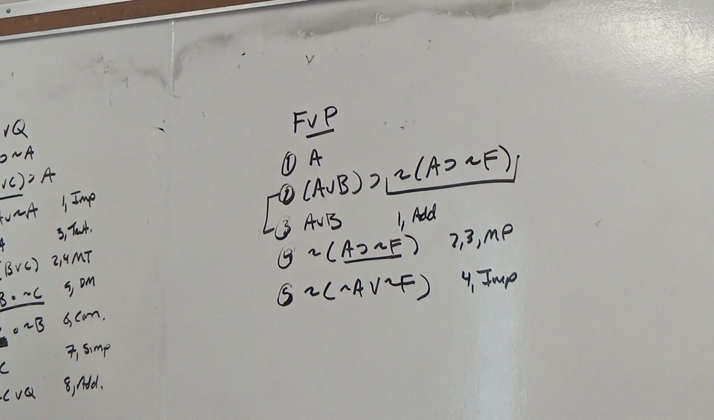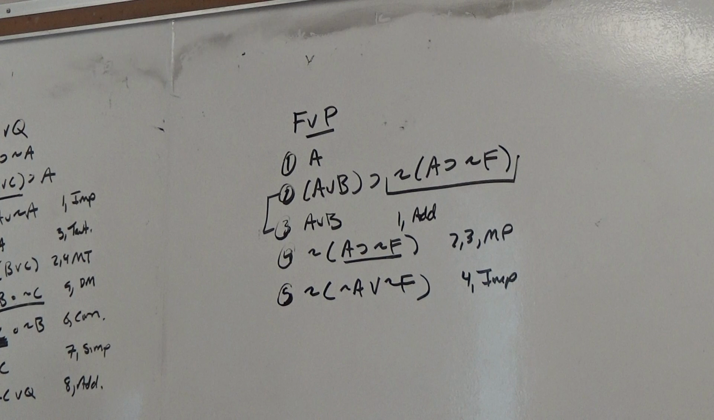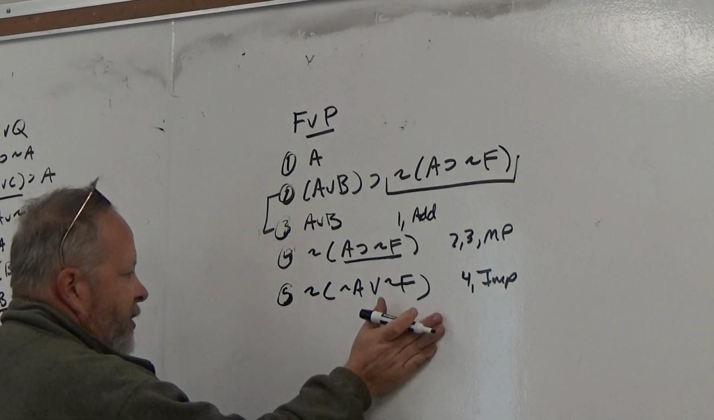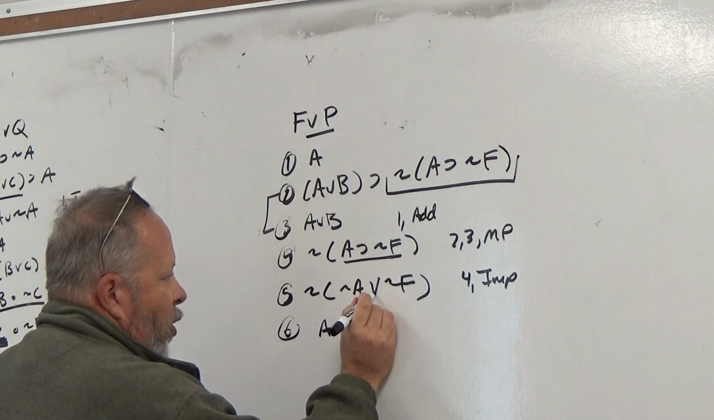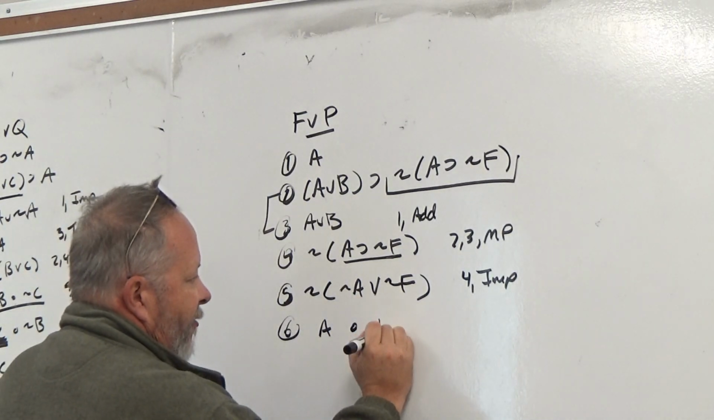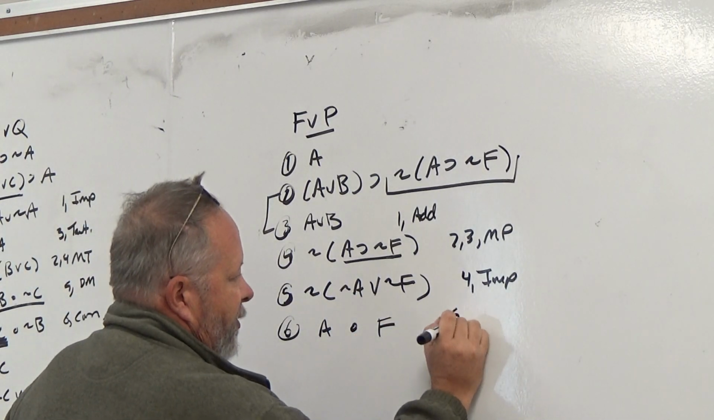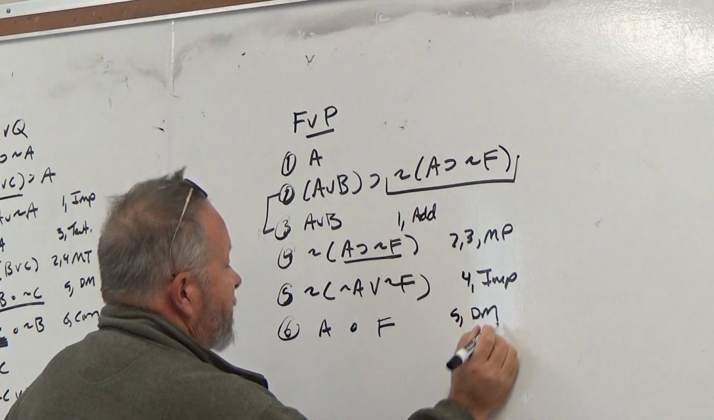Now I have a negated disjunction. Now I can use De Morgan's. So I'm going to push the negation through, and not A becomes A, or becomes and, not F becomes F. This is from 5 by De Morgan's.